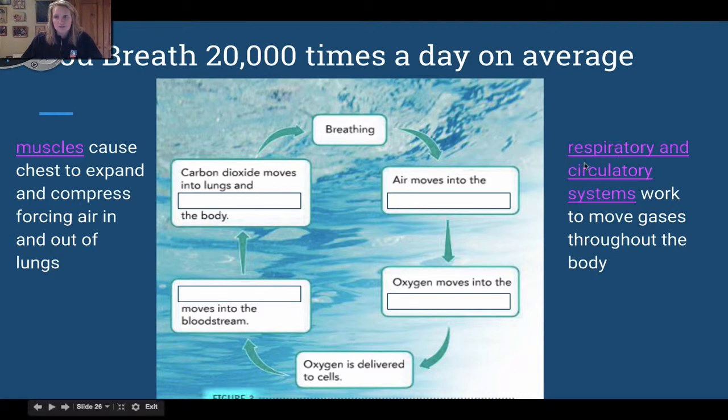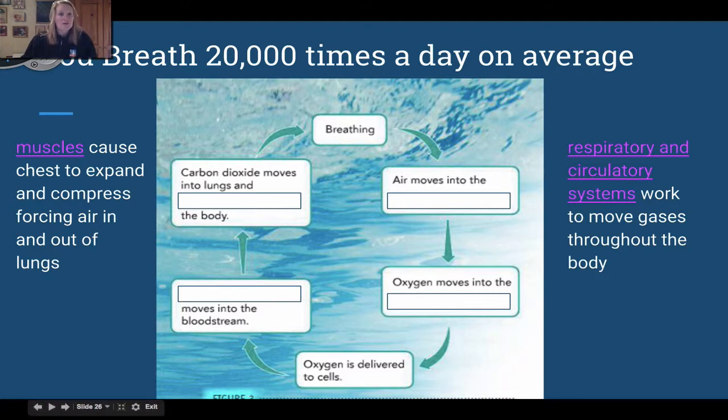So the two systems work together, and the whole reason you're breathing in is because you need the oxygen to come in, and then you need the carbon dioxide to leave. And that oxygen, as we just saw, goes into your blood system, the circulatory system. So those are the two systems that are working together to move gases throughout your body.